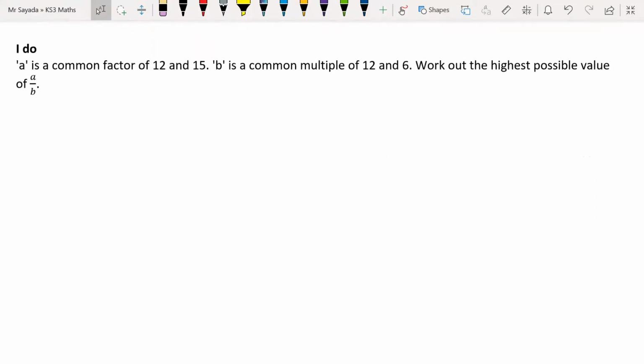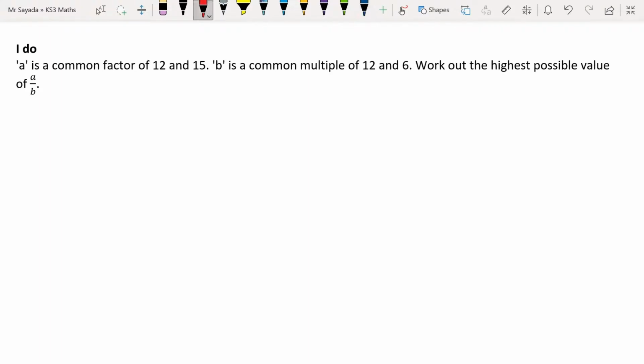Pause the video and read this problem. Press play once you've read it. So this problem is a lot easier than the examples we've done previously. It just involves, firstly, understanding one thing. Now I'm going to do this example fully myself, so you don't need to do anything but watch. We'll then do an example together.